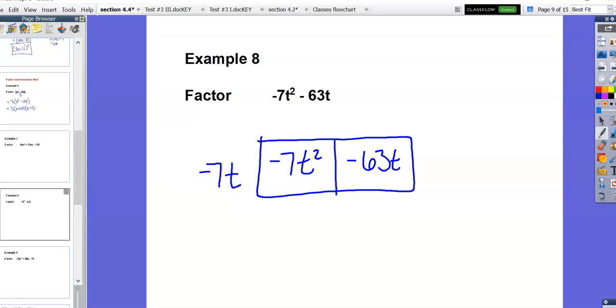So now we just need to look at what's left over if we factor that out. So if we had factored negative 7t out of negative 7t squared, all that's left over is a t. And we factored out negative 7t from negative 63t. Negative 63 divided by negative 7 is 9, and then your t's cancel. So this product would be negative 7t times t plus 9.